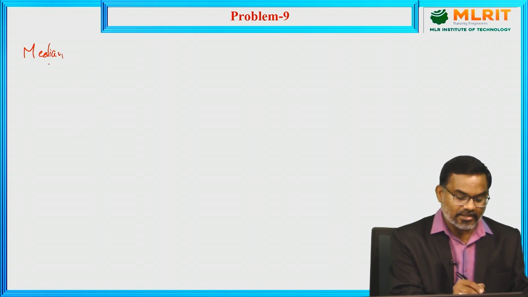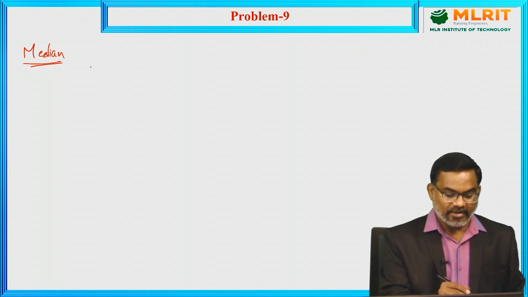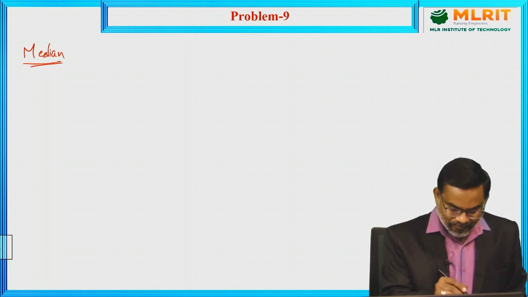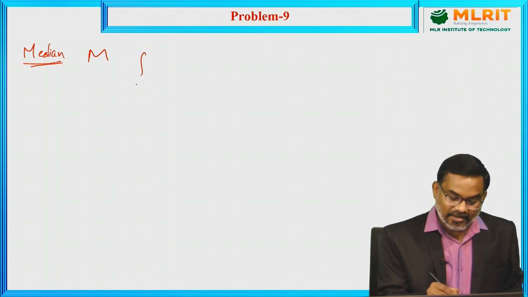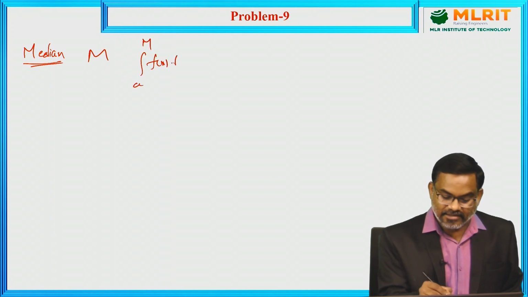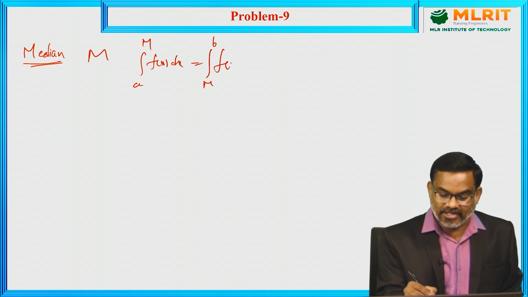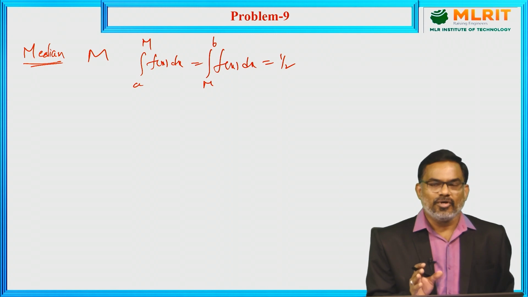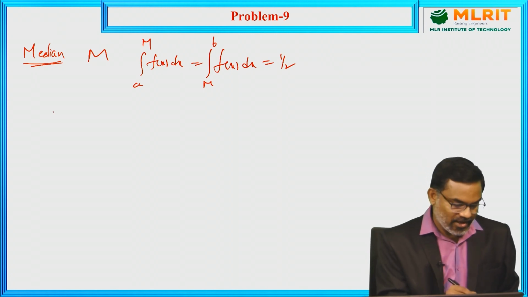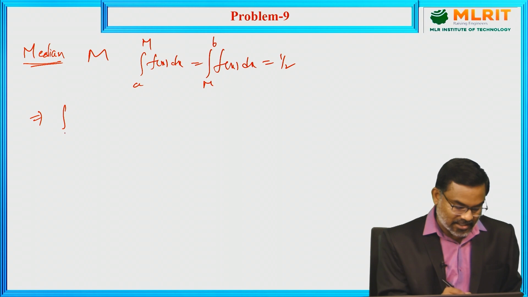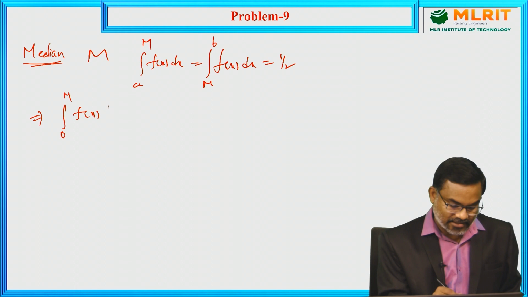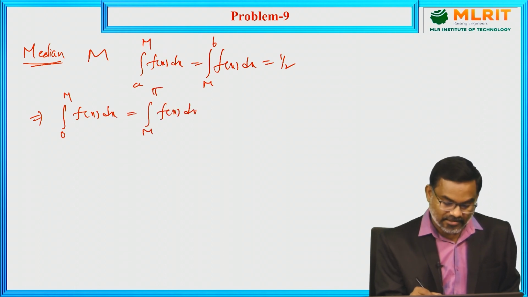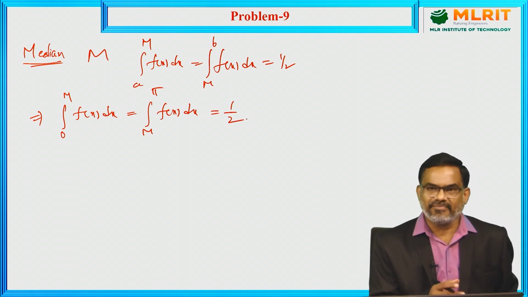And we know that the median is the point m, where integral a to m f of x dx is equal to integral m to b f of x dx, which is half. Median divides the entire distribution into two equal parts. So, that implies integral 0 to m f of x dx is equal to integral m to pi f of x dx is equal to half, because the function is defined from 0 to pi only.